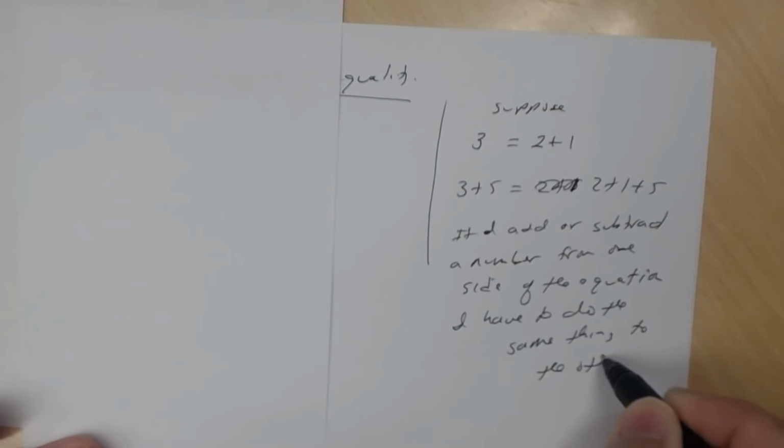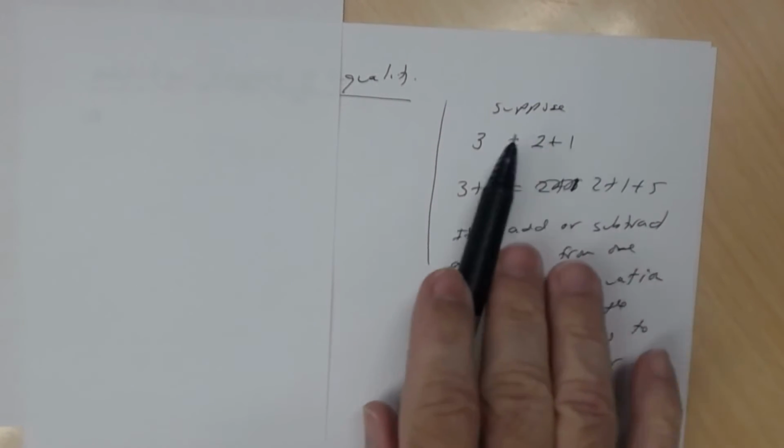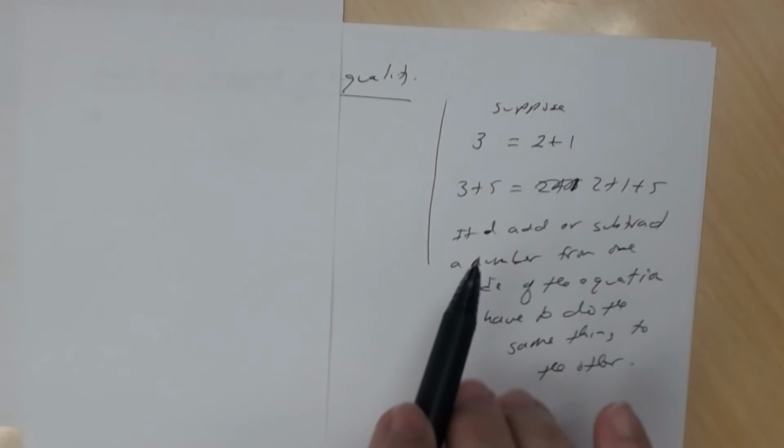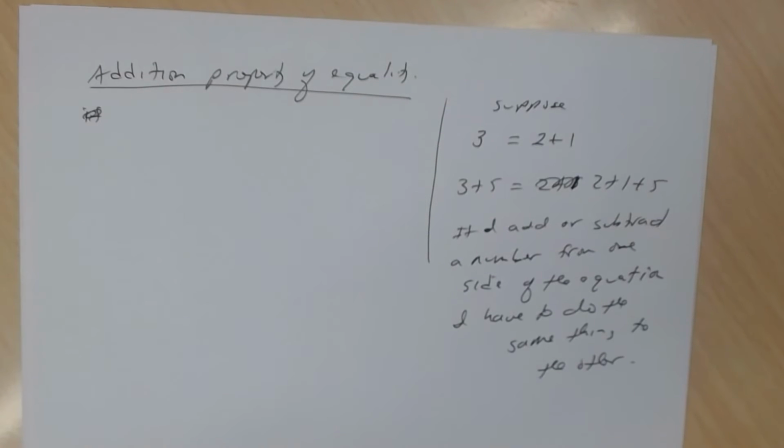Okay? Now you have to do the same thing to the other. So if I add 6 here, I got to add 6 here. If I subtract 1 here, I got to subtract 1 here. Okay, you got to keep this equation balanced. So it's like a balance scale.